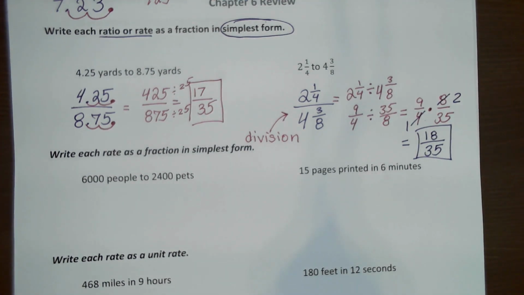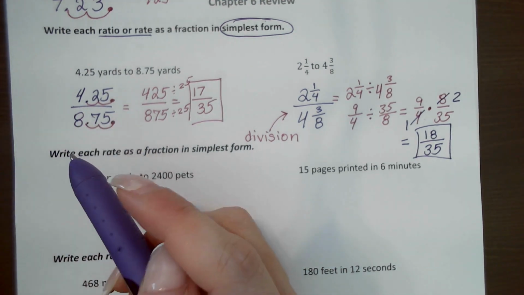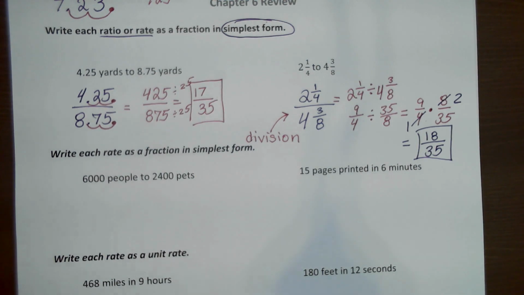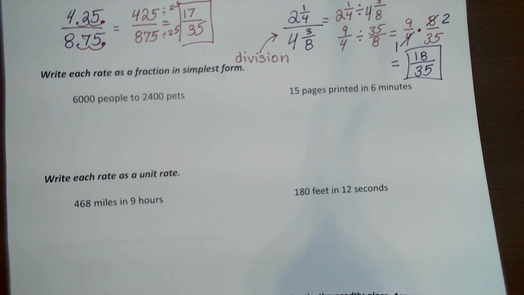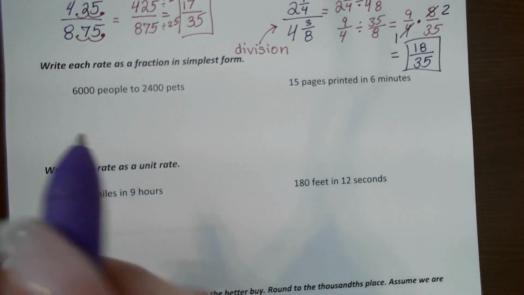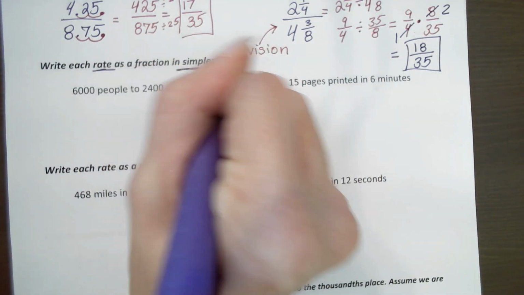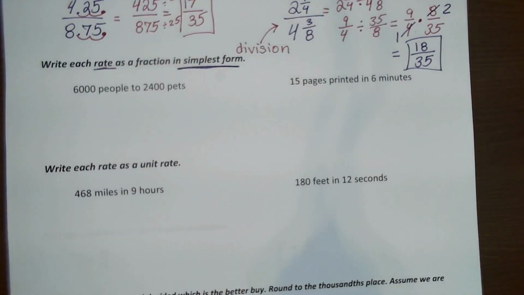It is very important that we are following these steps and then making sure to simplify as much as we can. Next up, let's write our rates as a fraction in simplest form, but this time it's given to us in more of a word form.